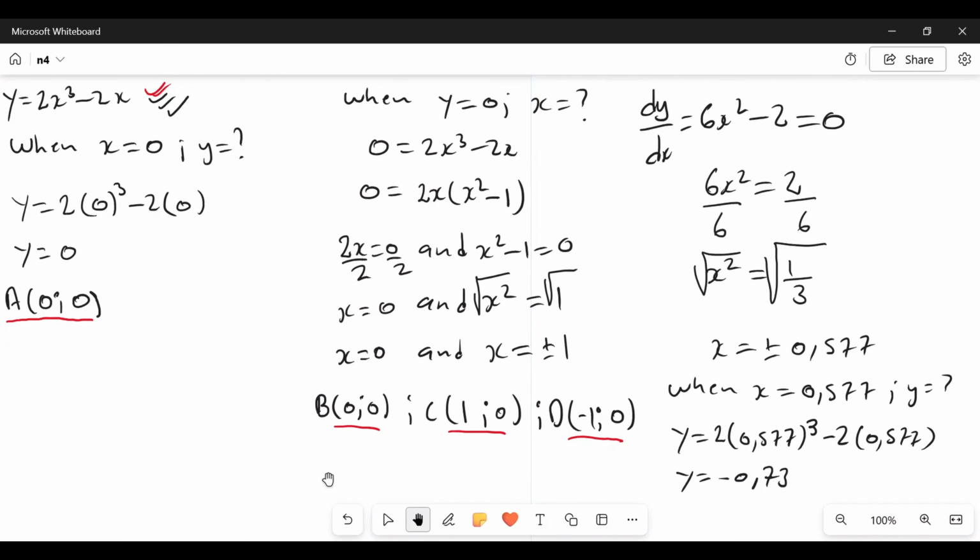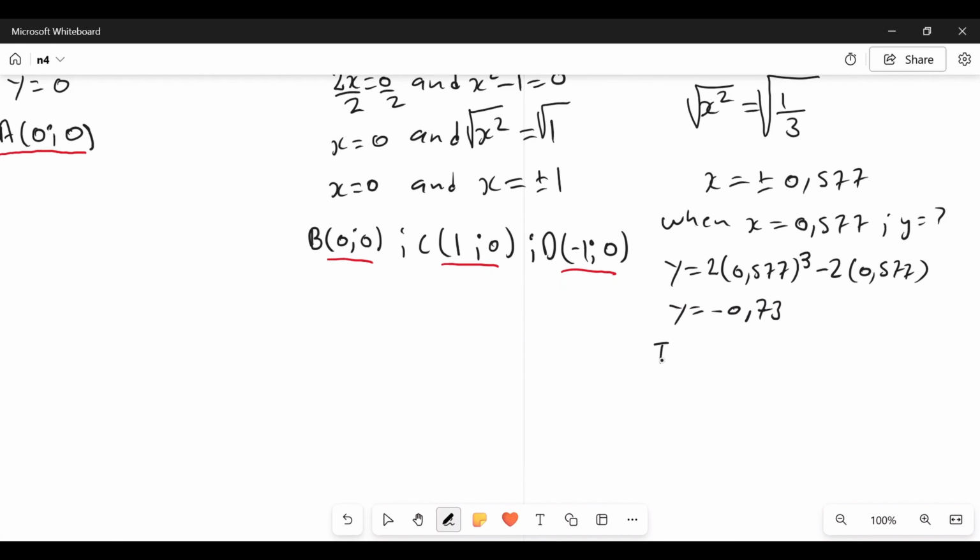So we can call this point here turning point 1. Let's create more space again. Let's call it TP1. So the coordinates here, we have 0,577 as x, and our y is going to be negative 0,73. So this is our turning point 1. Now we need to find turning point 2. We're going to do similar to what we did when we found turning point 1.